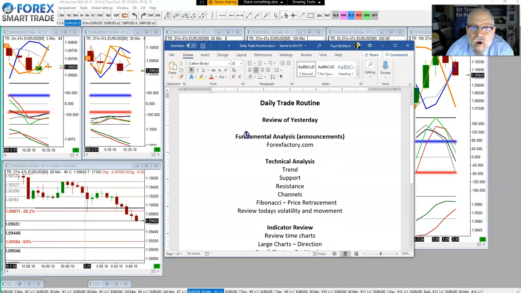Then the next part is I'd like to take a look at what news is coming up. News helps us. We are technical traders. The news helps us figure out if there is an event that may impact a currency pair. As we're technical traders, we want to stay away from it. So let's take a look.